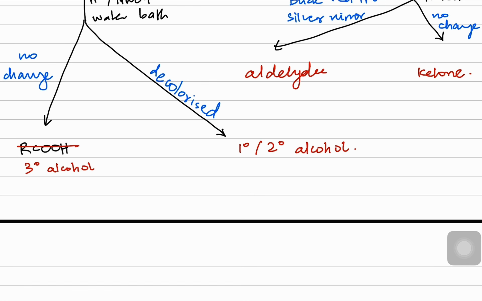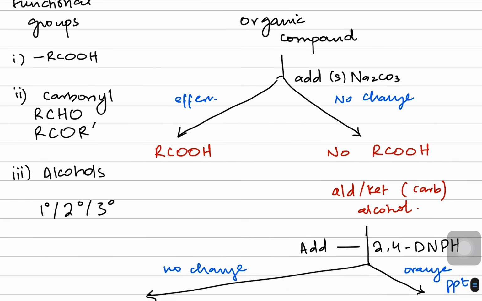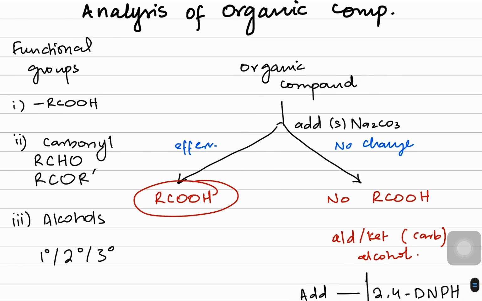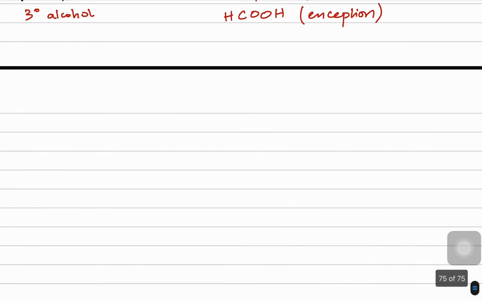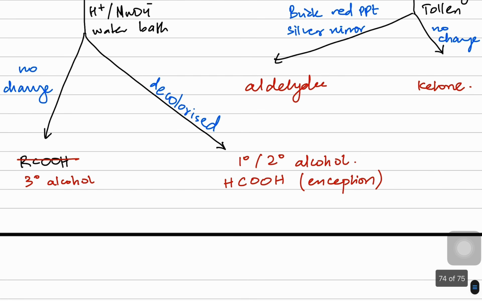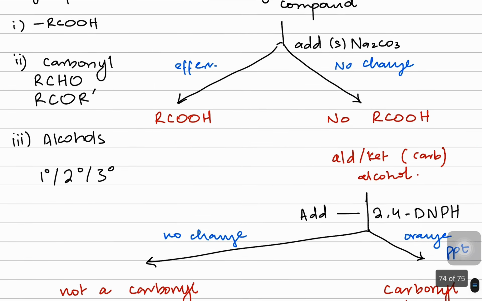It could be methanoic acid, which looks like this, because methanoic acid is an exception. It's an exception because it will give you effervescence and it will also give you decolorization with manganate. So this is the scheme that you can follow.